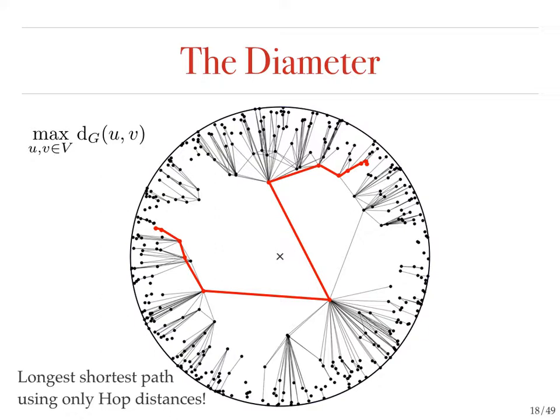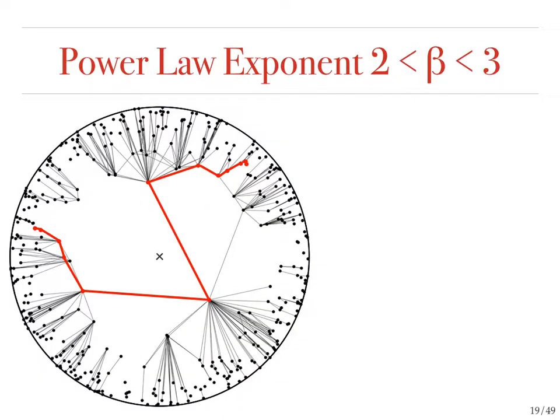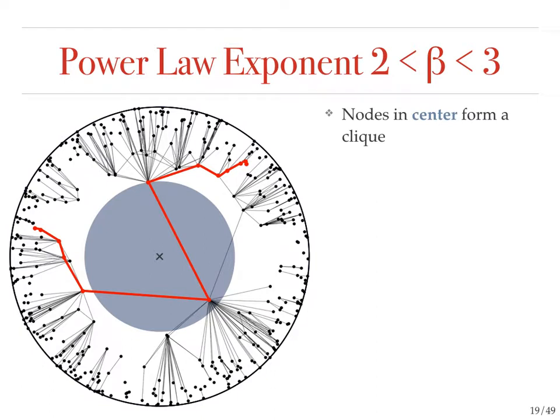Now, again, we have a lot of results here. Let me just show you one exemplary proof. We have shown that when the power law exponent is between 2 and 3, we have analyzed the diameter. How did we do that? Well, first of all, we observed that the nodes in the center, so in the circle of radius r/2, form a clique.